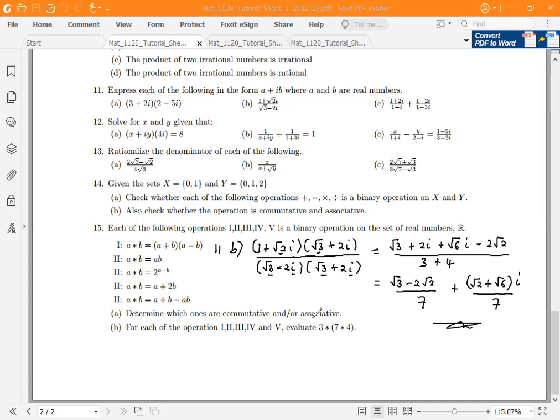Sir, why have you put a root on 2i? On the final answer when you were separating. Oh, it's a mistake there. It's supposed to be 2.